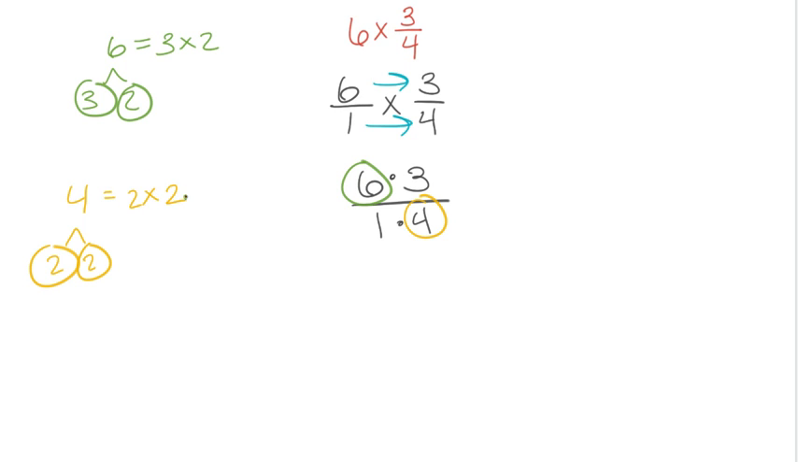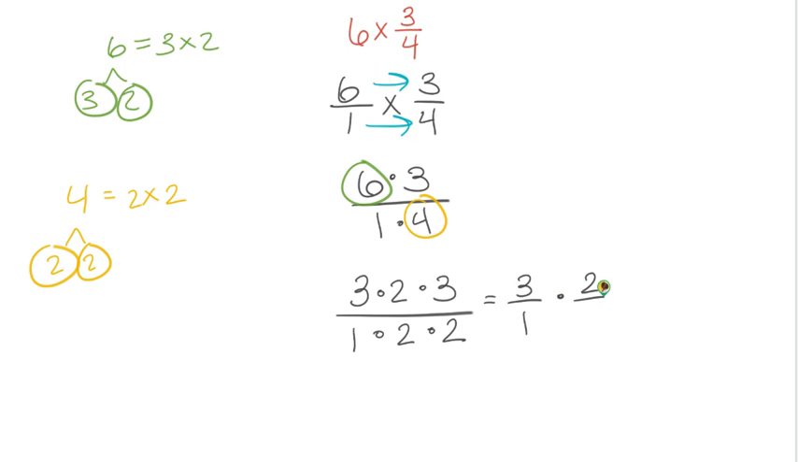So instead of 6, we can substitute 3 times 2, and instead of 4, we can substitute 2 times 2. So we would have 3 times 2 times 3 over 1 times 2 times 2. We don't have to do anything from here, but we can break this back apart if that helps. You visualize we have 3 over 1 times 2 over 2 times 3 over 2.